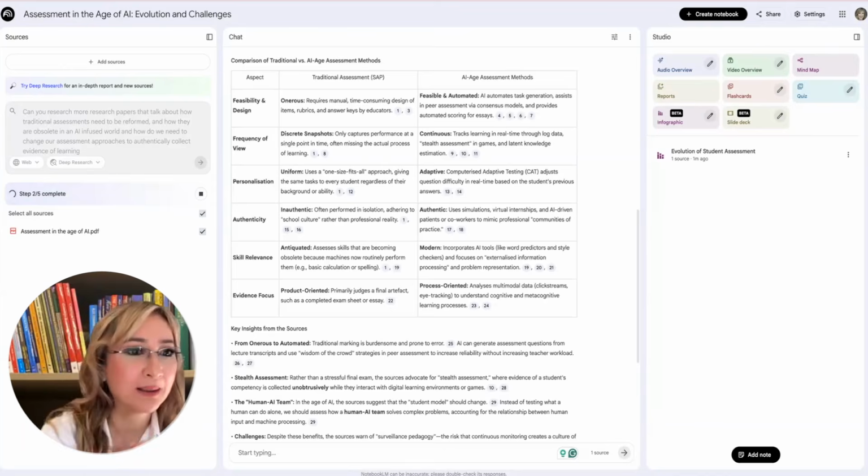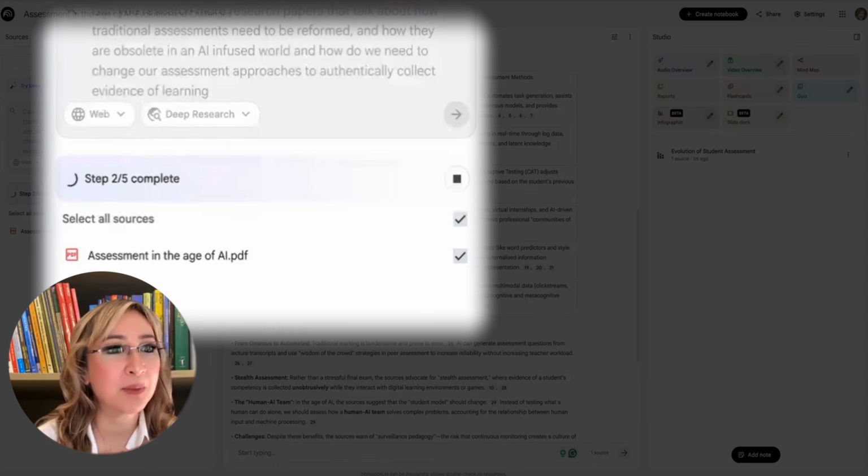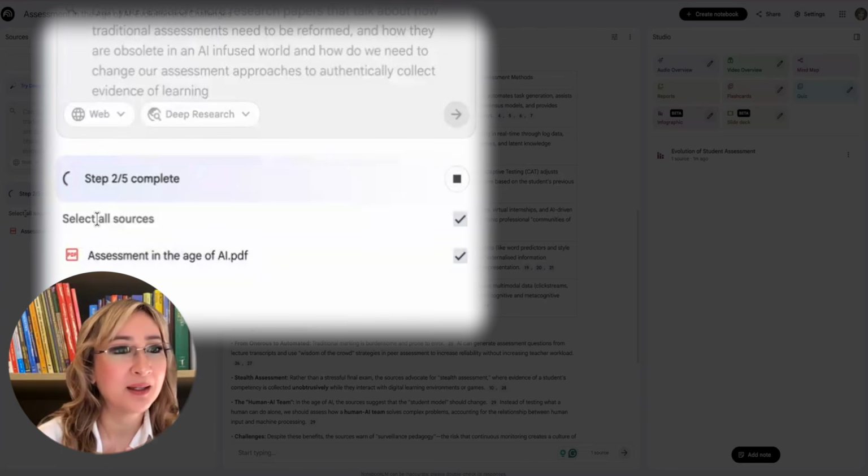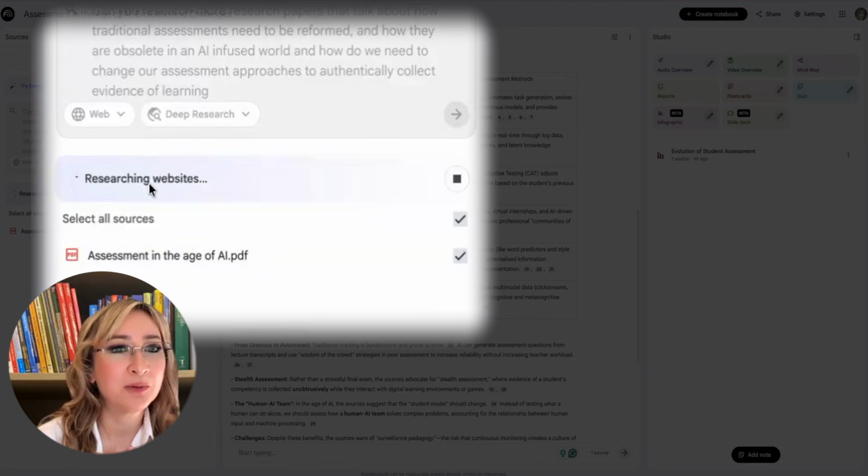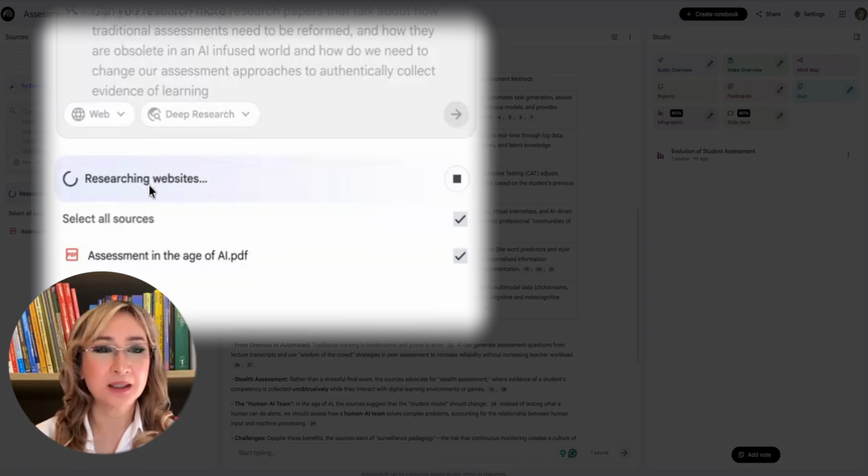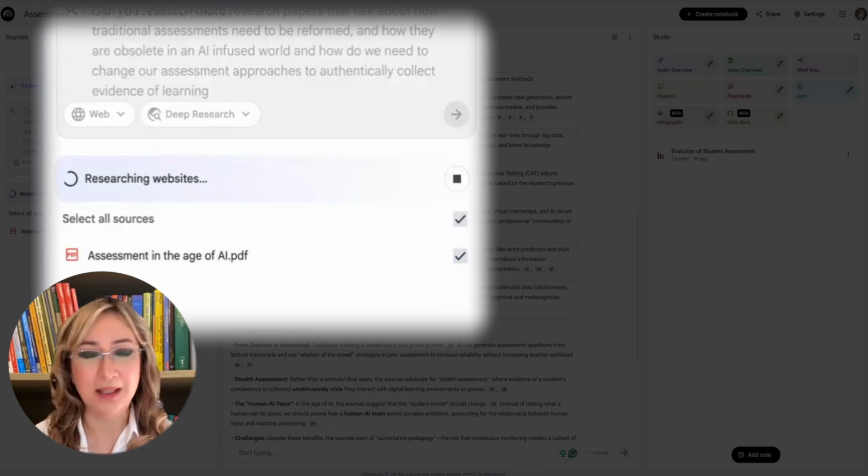So if I go back here, you can see step 2 out of 5 is complete, right? I wonder if I can see that. Yeah, researching the website. Okay, it's just telling me the steps to do. So I might hit the pause button because I'm using deep research, and I'll get back to you.